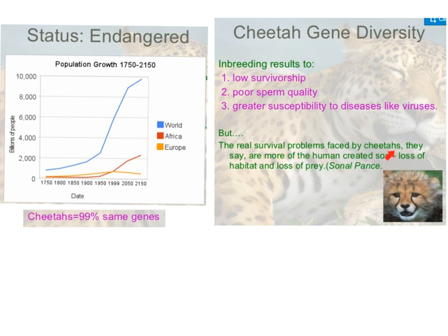But the real survival problems faced by cheetahs, they say, are more of a human-created sort, loss of habitat and loss of prey. So it means that cheetahs are suffering in 2 different ways, one due to natural inbreeding, and secondly due to human activity. Both those factors are going to decline the cheetah population worldwide. But commenting on the graph, the population was very low until 1950 worldwide, but it starts to increase onwards. This might be attributed to conservation programs that have been established for about 50 or 60 years.